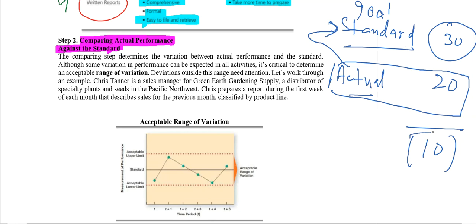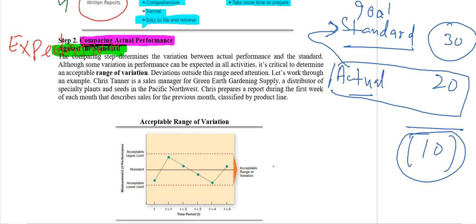So now, since his performance is not up to the mark, we will go to the third step, where we have to improve his performance and take corrective actions. So students, the second step is to evaluate the performance against the standard. The standard is also called the goal, or expected performance, or performance expectation.